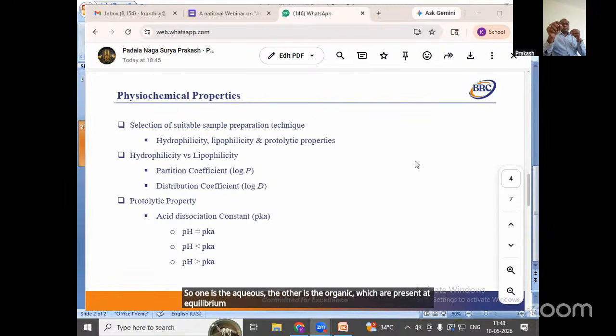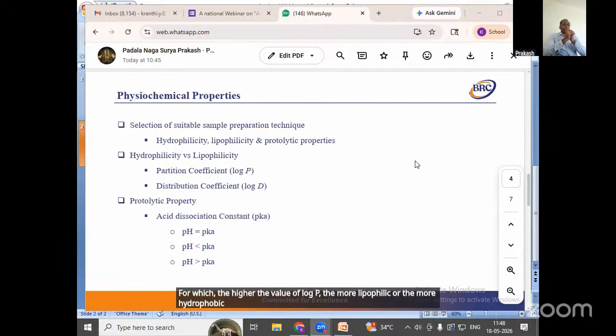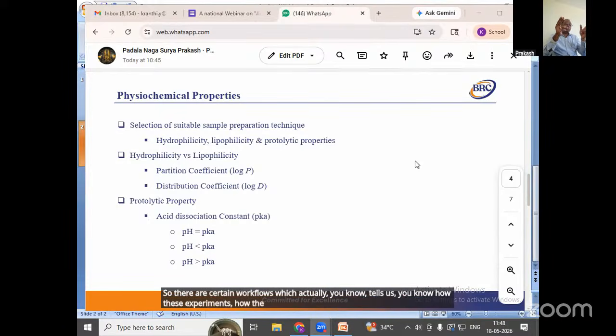So log P, the partition coefficient, is considered a measure of the hydrophilicity, lipophilicity or hydrophobicity of a given molecule, where the higher the value of log P, the more lipophilic or hydrophobic the molecule is. There are certain workflows which tell us how these experiments have to be done to determine the lipophilicity, hydrophobicity or log P.